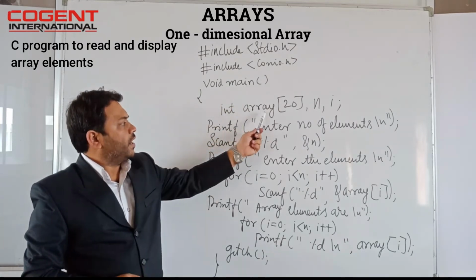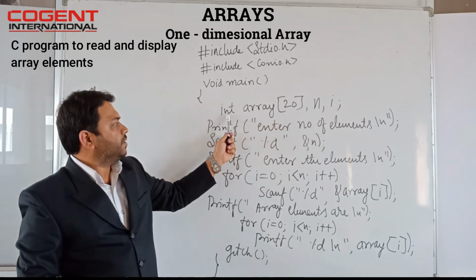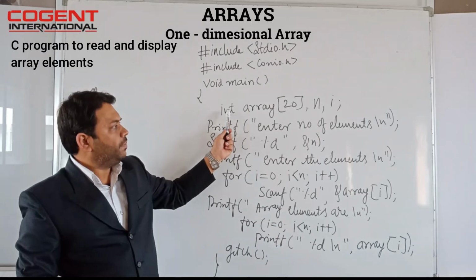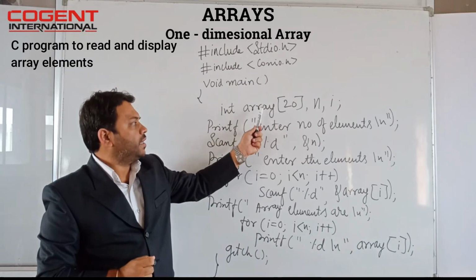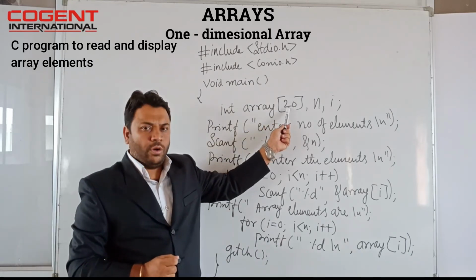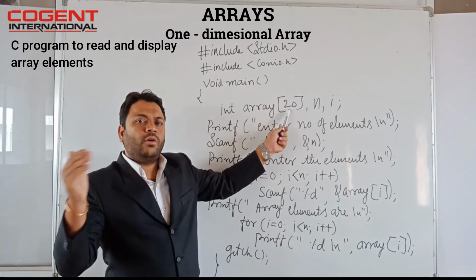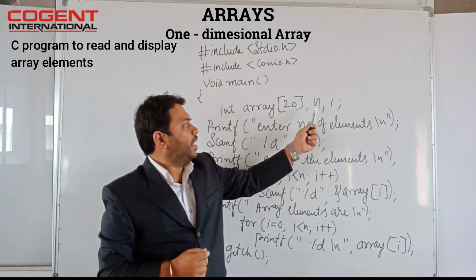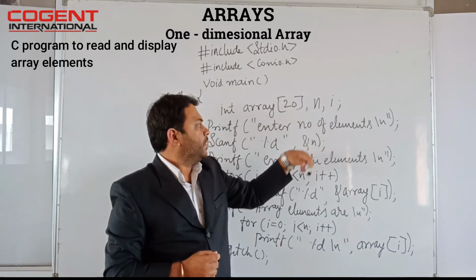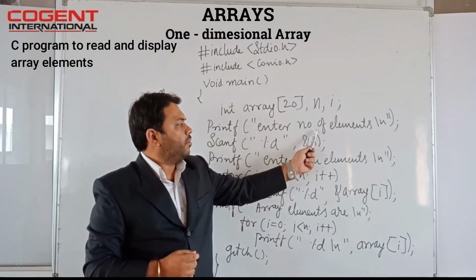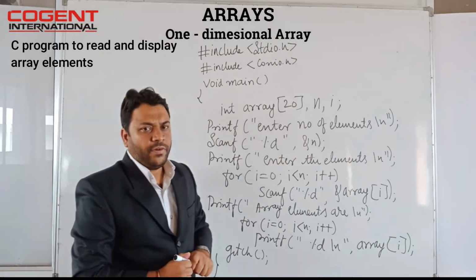Then the declaration of an array, that is int array[20]. Here the data type is the integer data type. That means this array stores integer data values, and the size of the array is 20. That indicates it can store 20 integer values which are stored in consecutive memory locations. Then I require the number of elements, n, and the i value. Then printf, enter the number of elements. It will print the message: enter the number of elements.